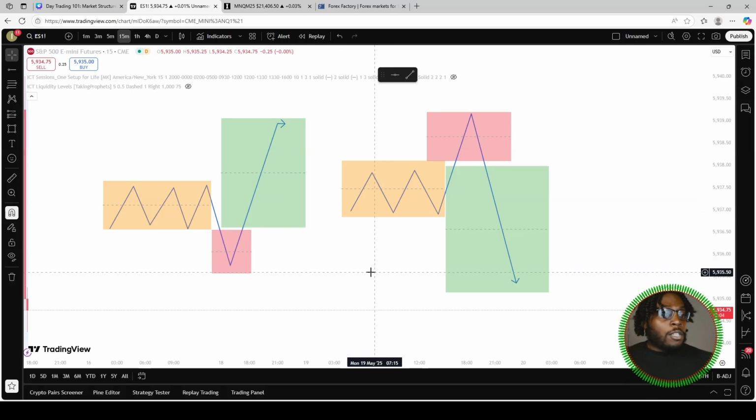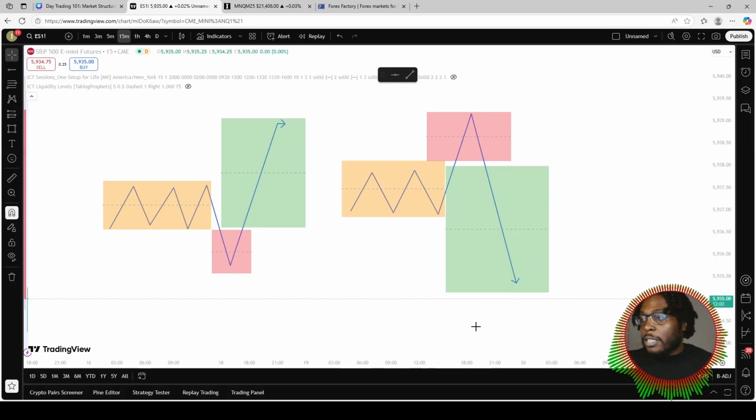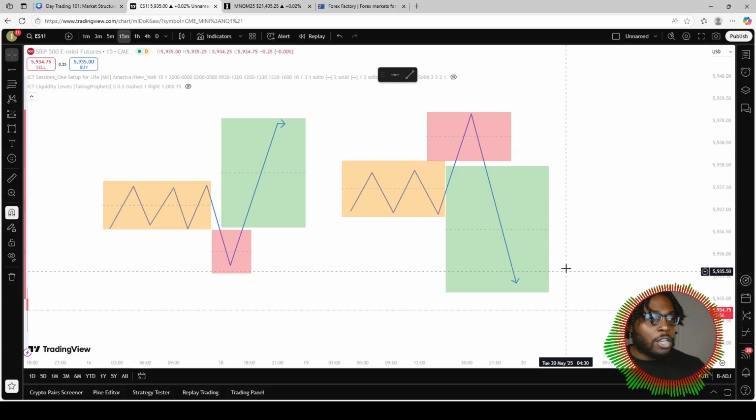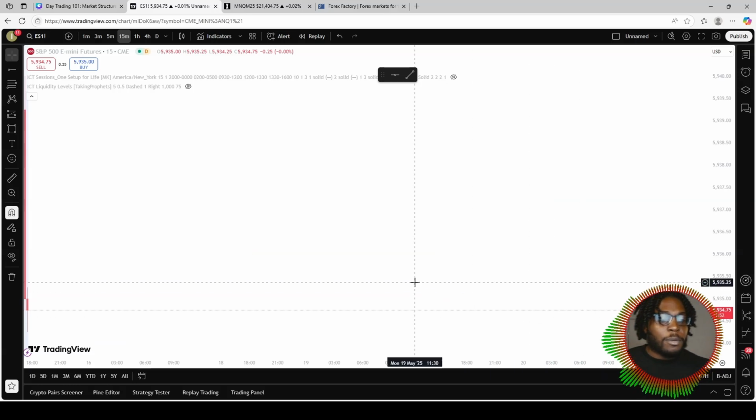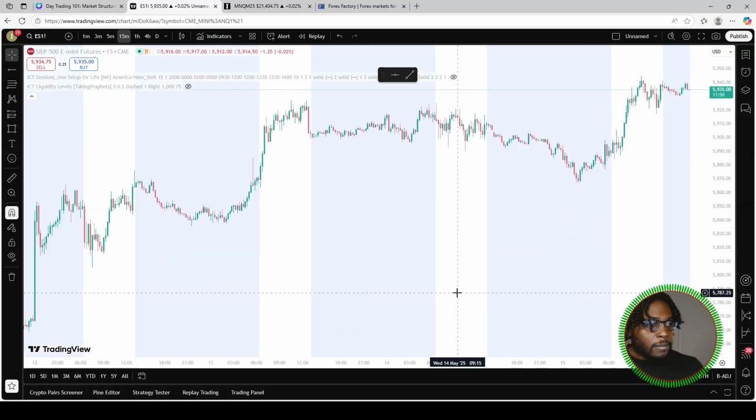All right. So we're going to hop into the charts and I'm going to show you some examples. Now it's not going to be perfect because the drawing looks perfect, but once we get into the charts, you kind of see that it's not perfect. But once you have the idea, you'll be able to spot these things. All right.